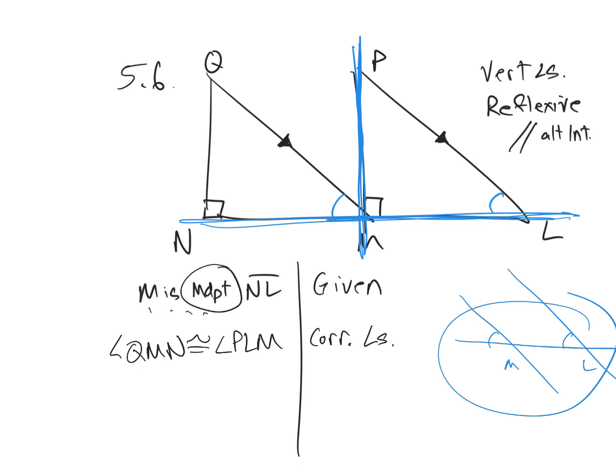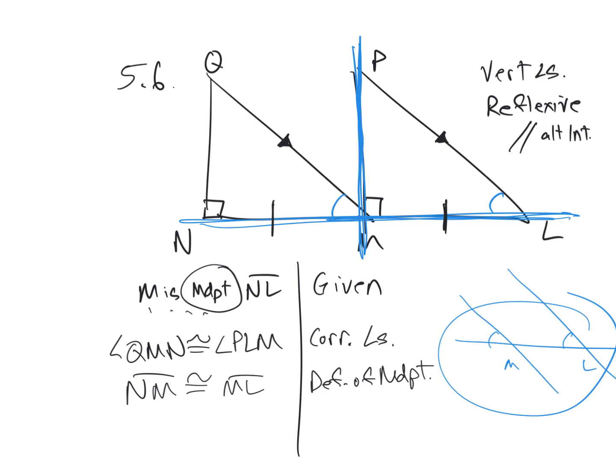What does midpoint mean? Noah? Segments NM and ML are equal to? Yeah, so if they're equal, they're also congruent. So we're going to say NM is congruent to ML by definition of midpoint. Okay, so now we can count that. Mark it on your picture. So now you have a side. You have two angles and a side.